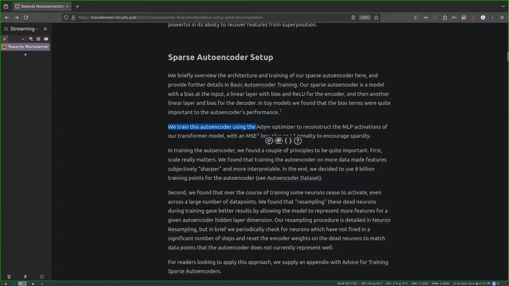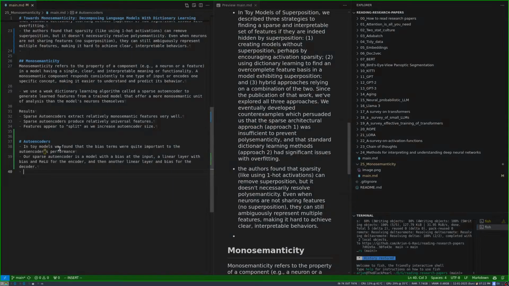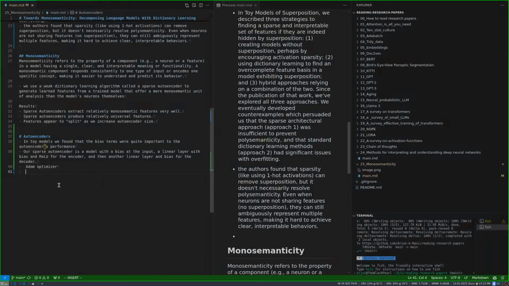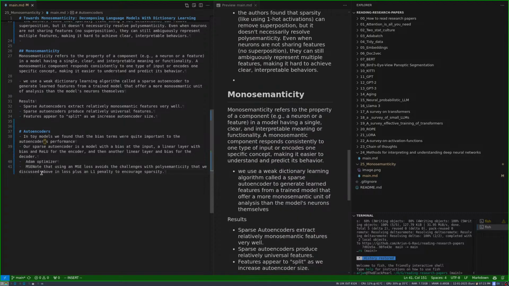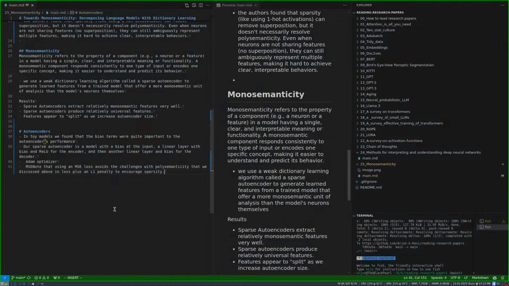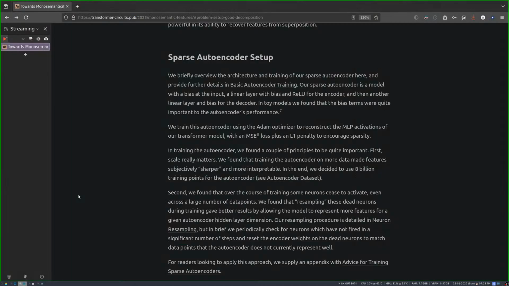We train this autoencoder using the Adam optimizer to reconstruct the MLP activations of a transformer model with MSE loss plus an L1 penalty to encourage sparsity. MSE loss, not MLE loss.